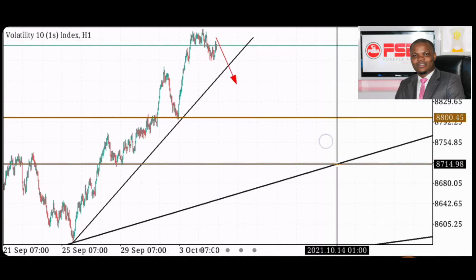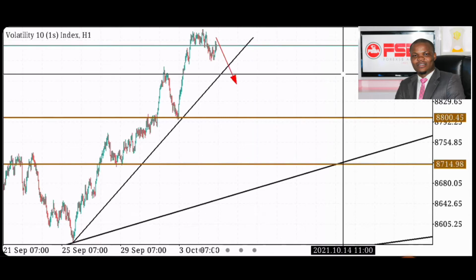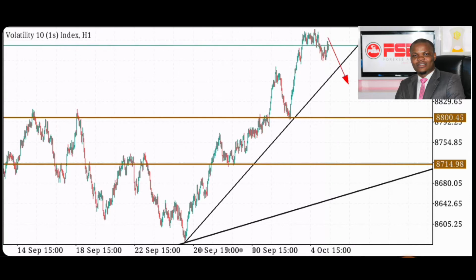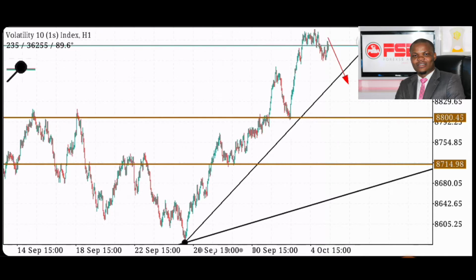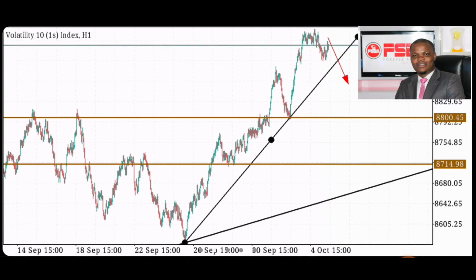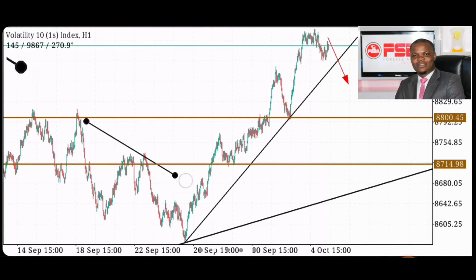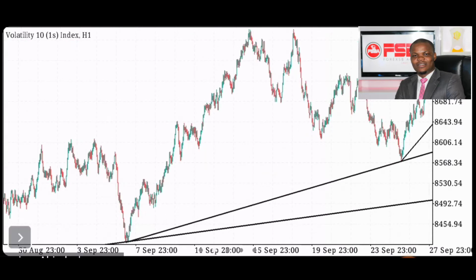So in this video, I will be showing you how to draw a trend line and how to make use of a trend line in the market. So you can see that line is what we call a trend line. For you to draw a trend line, you need 2 points. You need your trend line to join 2 points, 2 wicks. Looking at this chart, this is the 1 hour time frame.